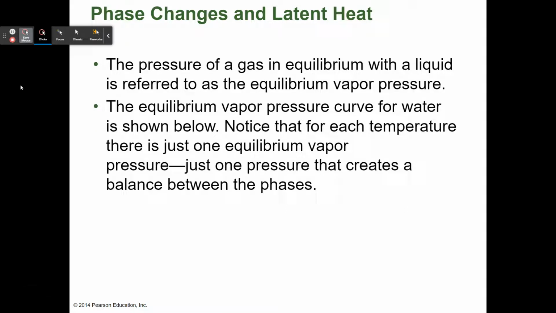The pressure of a gas in equilibrium with a liquid is referred to as the equilibrium vapor pressure, and the name kind of gives away the definition. Equilibrium vapor pressure is the pressure of a gas at equilibrium with the liquid. The equilibrium vapor pressure curve for water is going to be shown on the next slide. For each temperature, there's just one equilibrium vapor pressure, just one pressure that creates a balance between the two phases, the gas and the liquid phase.